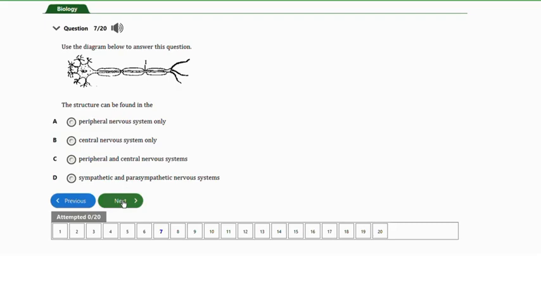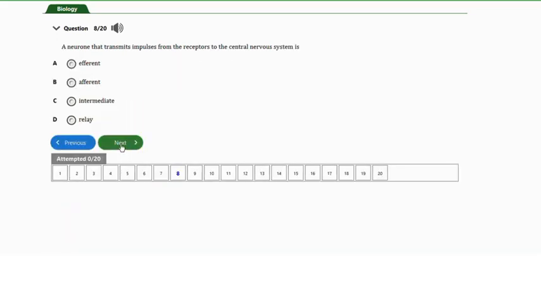That's question number 7. Okay, we have a diagram here, and the question says, the structure can be found in the A, peripheral nervous system only, B, central nervous system only, C, peripheral and central nervous systems, D, sympathetic and parasympathetic nervous systems. So guys, the answer to this question is option C, and that's peripheral and central nervous systems. So this is the structure of a neuron. So we know we can find this nerve cell anywhere in the nervous system, whether it's peripheral or central nervous system. So guys, the answer to this question is option C. So guys, let's look at the next question, and that's question number 8.